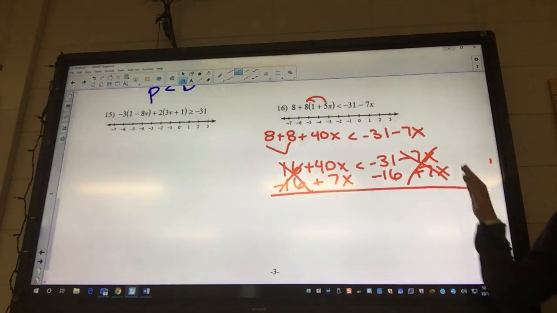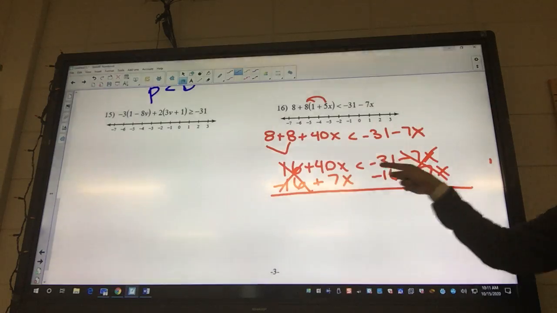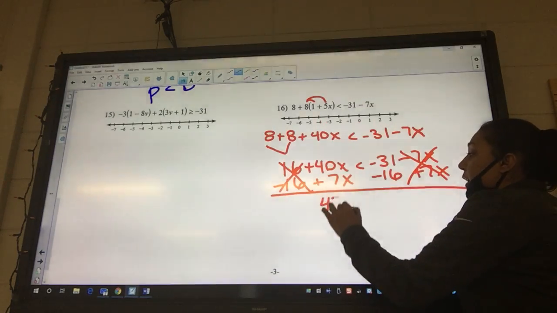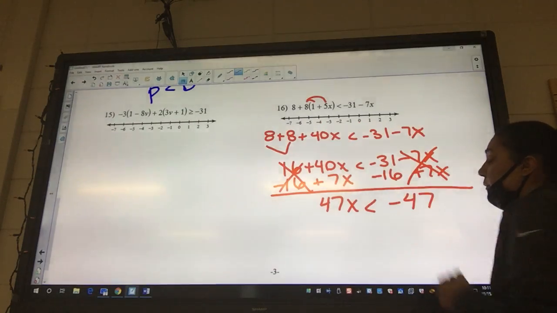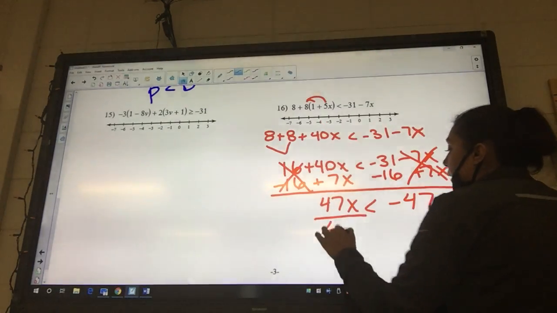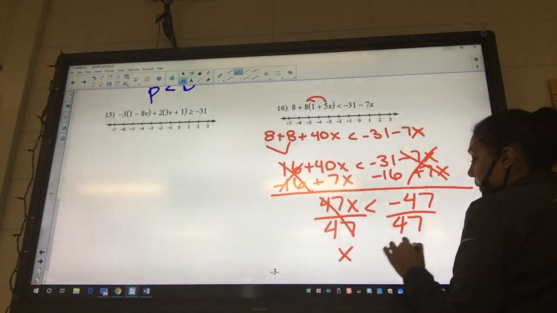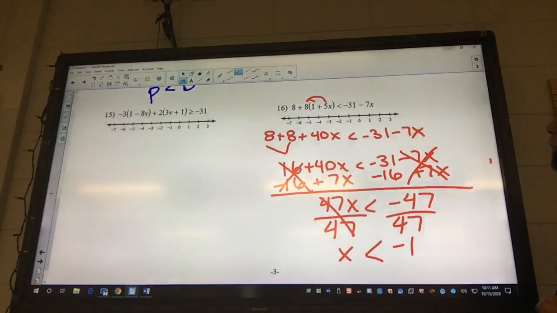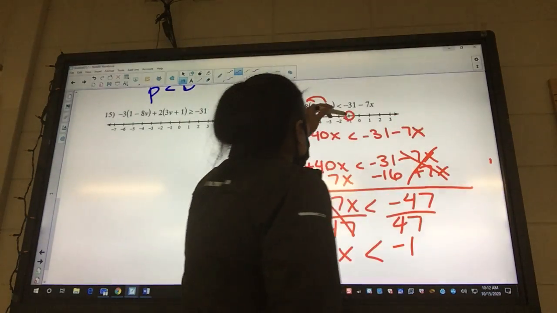We should have two really big X's where we cross stuff off on both sides. 40 plus the 7x is going to be 47x, and then I got negative 47. What's my last step going to be? Divide. Do we need to flip? No. Okay, so on negative 1, should it be open or closed? Open, to the left.